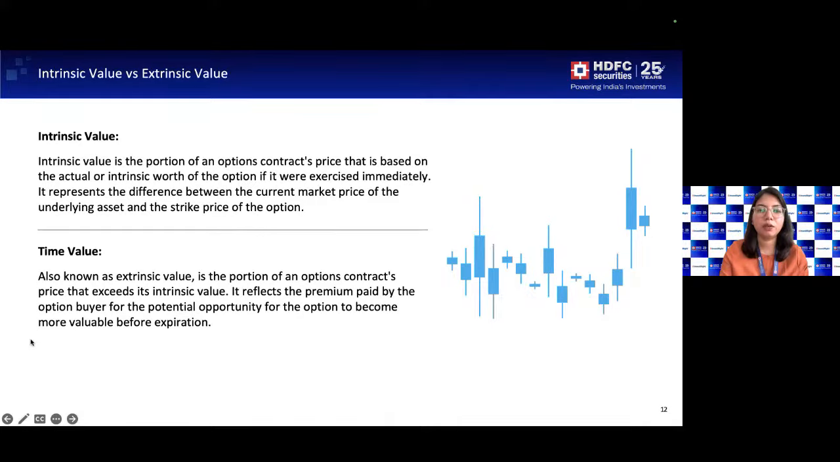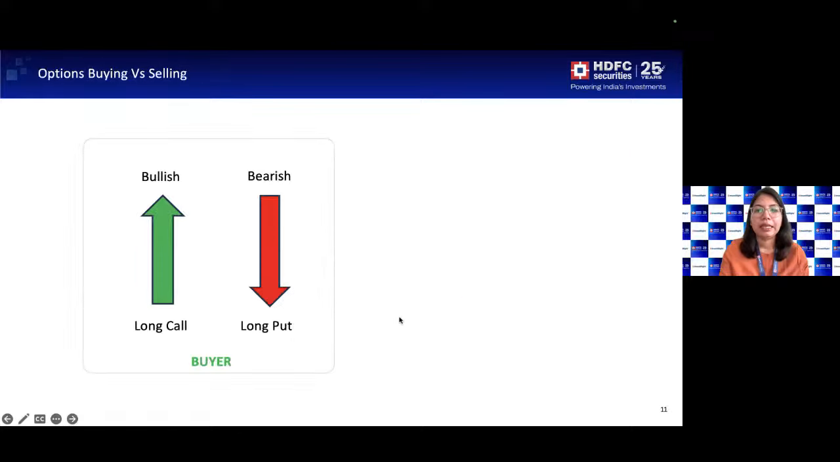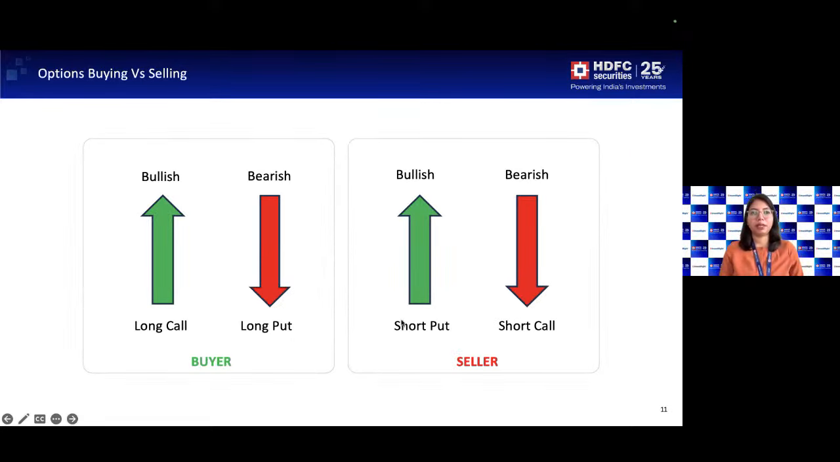All right, so let's talk about the actionables as well. Now, when it comes to options trading, we know that there can be option buying and option selling. Option selling is nothing but short selling over here. I'm not talking about squaring off of a contract. I'm talking about short selling, selling a contract without owning it beforehand.